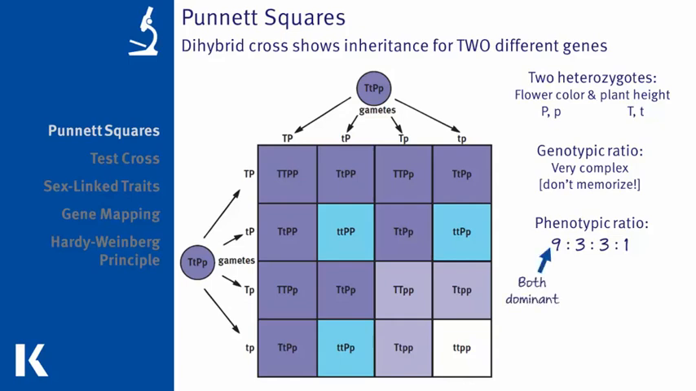The 9 represents phenotypes that are dominant for both traits, so these flowers would be tall and purple. Both of the 3s represent phenotypes with one dominant and one recessive trait. One 3 represents purple short flowers, and the other represents white and tall flowers. Finally, the 1 of this ratio represents flowers that are recessive for both traits, being white and short. Again, make sure that you can recall this phenotypic ratio for a dihybrid cross in case you need it on test day.